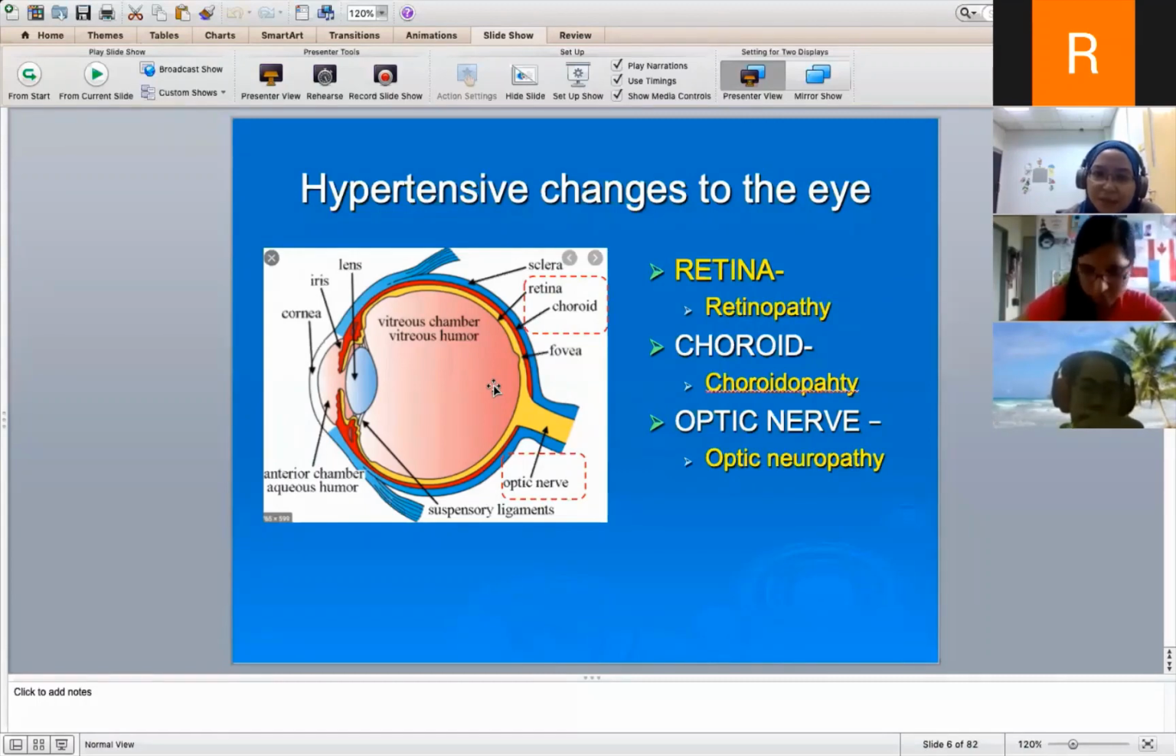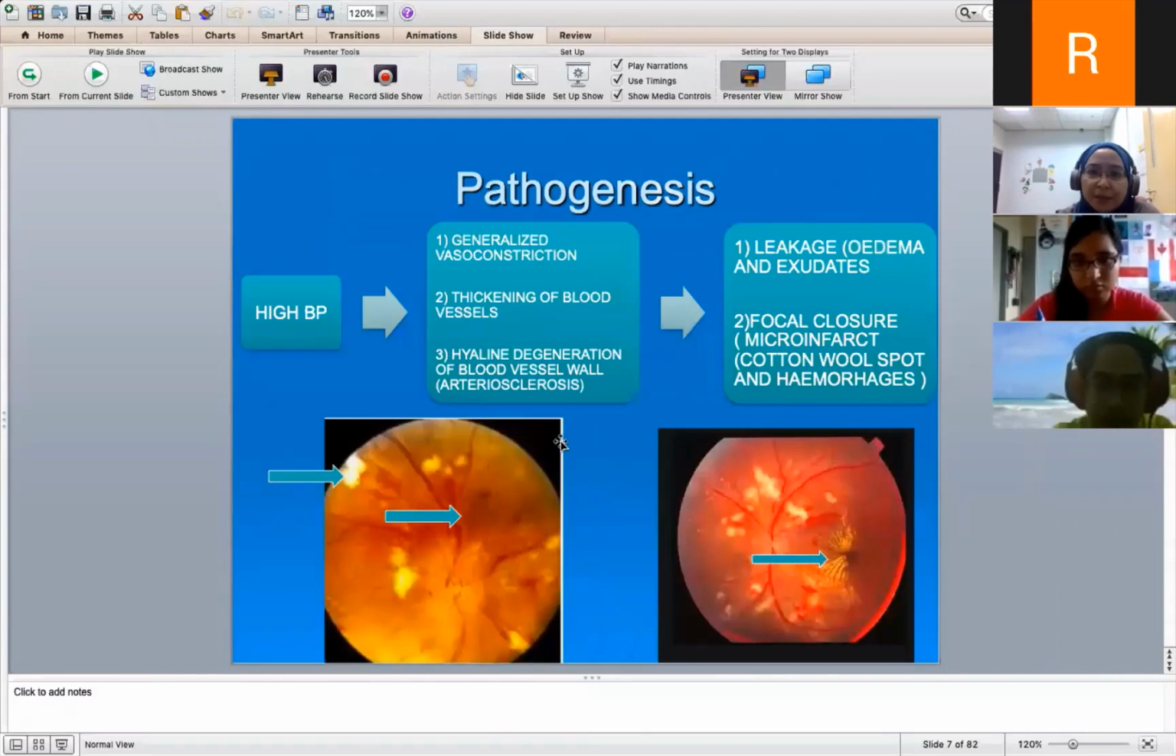The vascular region is the one that is going to be affected by your hypertensive changes, obviously. The parts that have no blood vessels, your cornea and your sclera, will not be affected by your hypertension. So because of that, hypertensive changes in the eye can be divided into damage to the retina, causing retinopathy, damage to the choroid, causing choroidopathy, or even the optic nerve, causing optic neuropathy. The optic nerve also has its own blood supply. So those are where the problems occur.